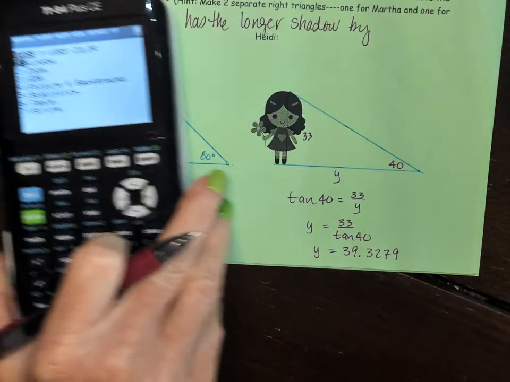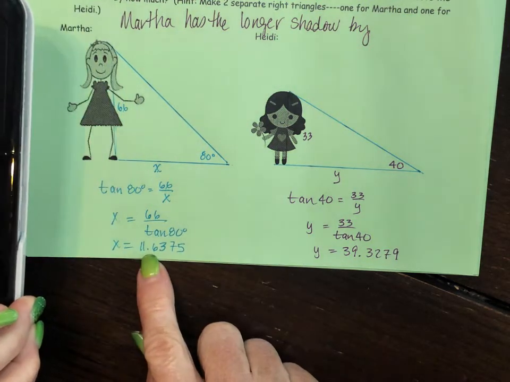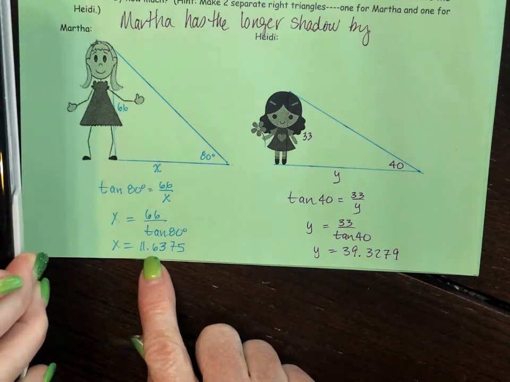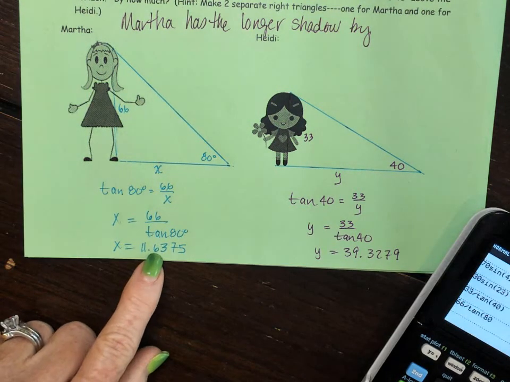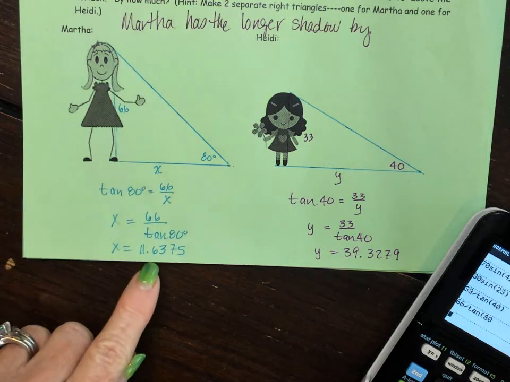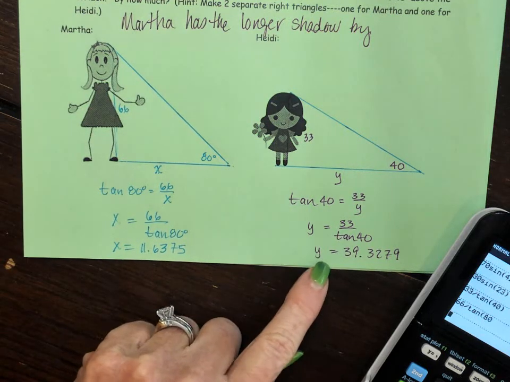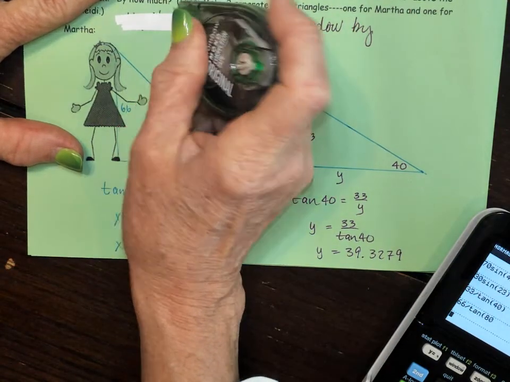All right, now I have to subtract these two, and I'm going to use the big, long, nasty decimals so I don't have to worry about rounding. So I have to do the, oh, did I just say Martha? No, silly. Heidi has the longer shadow. Hers is 39.